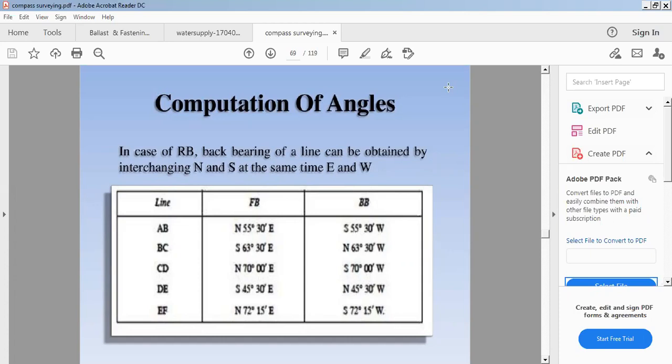So we have to change the forebearing into back bearing with quadrants. In this numerical, quadrants are given with the forebearing values.